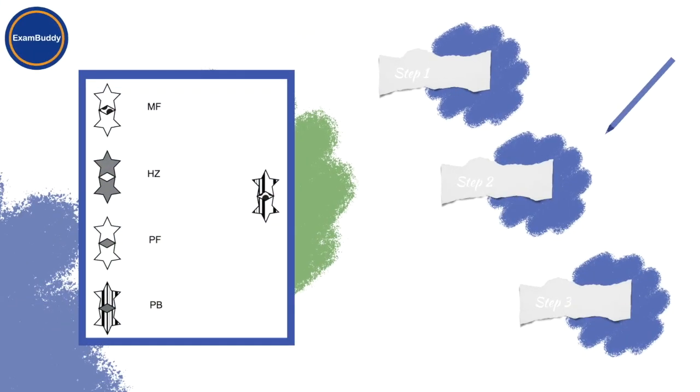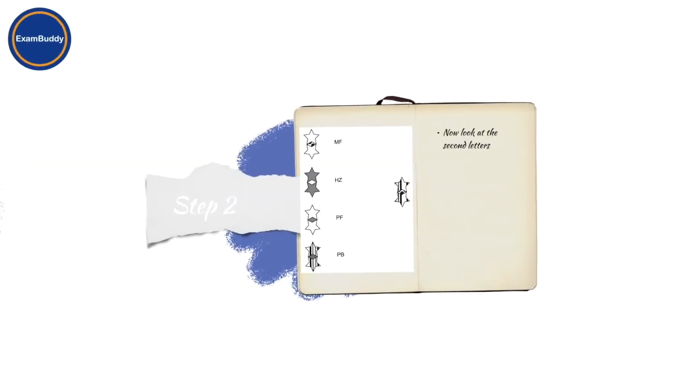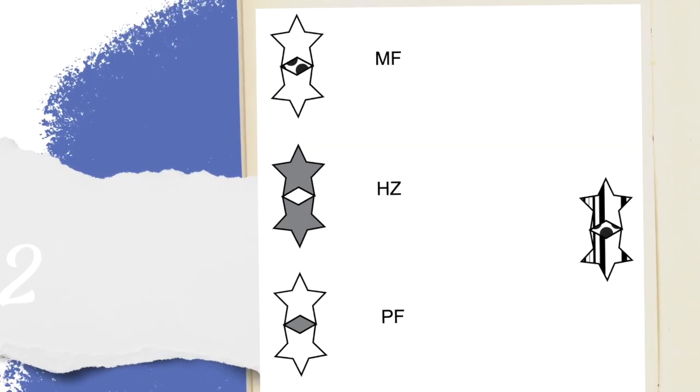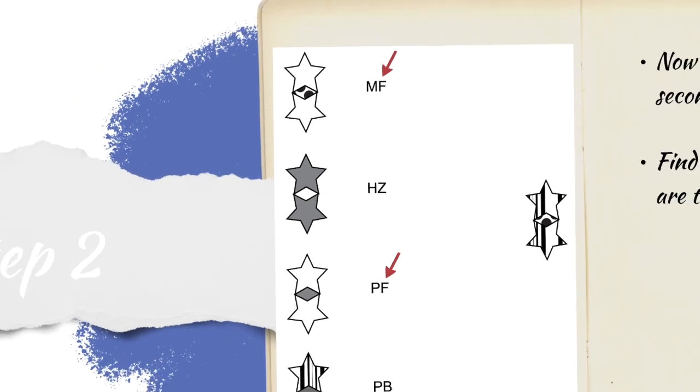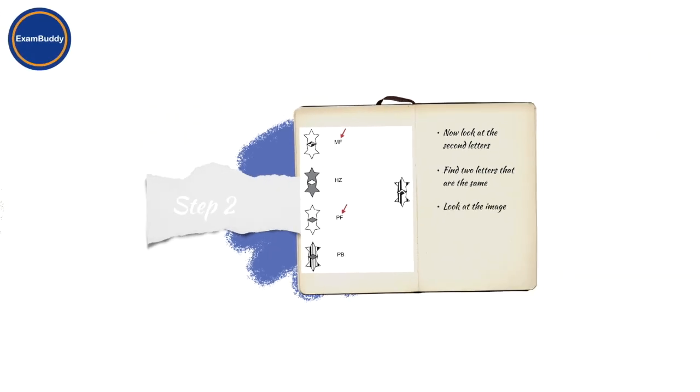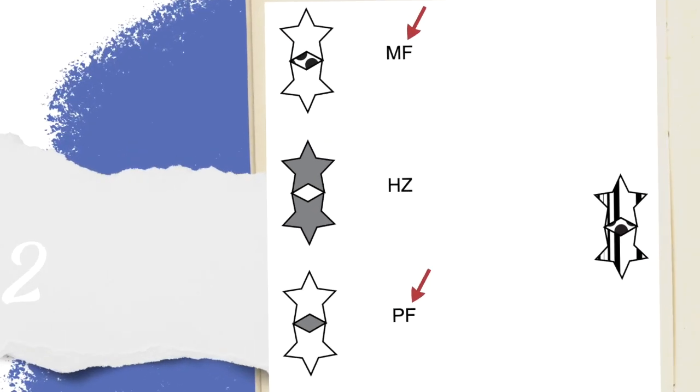Step 2. Here we're doing essentially the same thing, but looking at the second letters. Here we can see the top image and the bottom image both have the letter F as their second letter. So, same as step 1, now we look at the images and try and find what features are the same. We can see that in both images they have a white polygon, so we know that F must represent a white polygon.